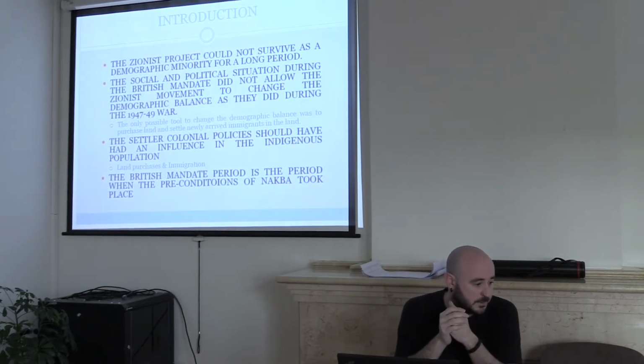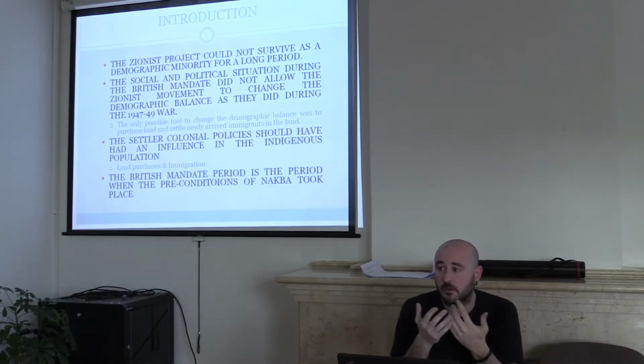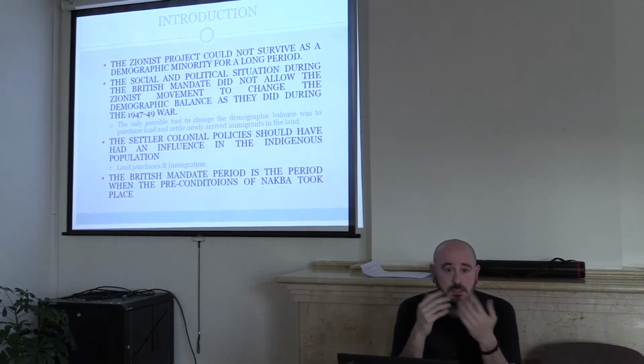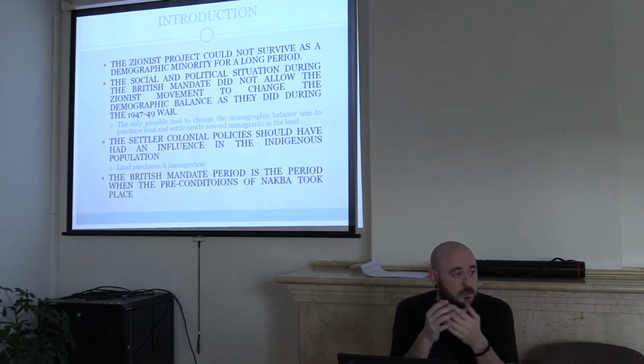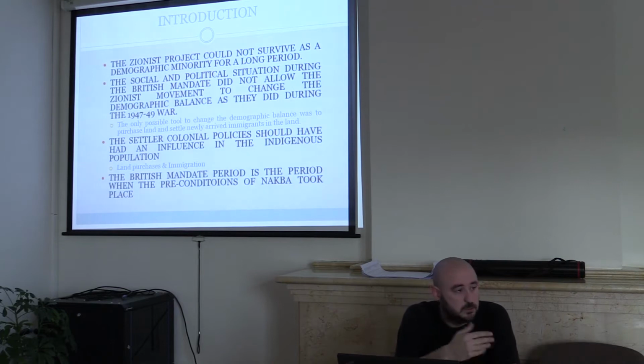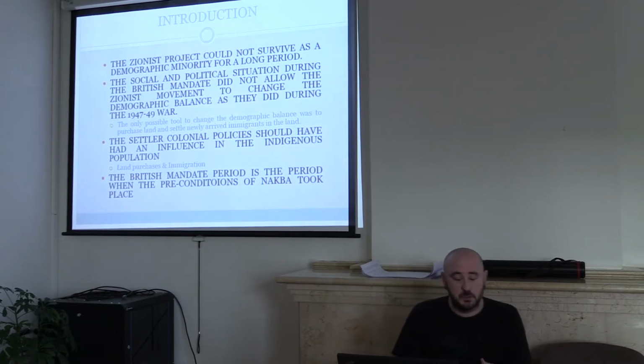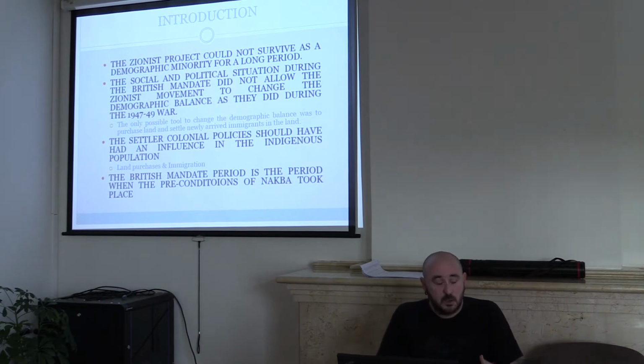We could take the example of the South African case study. Among other reasons, the demographic balance of being a settled minority toward a large indigenous population is one of the main things that did not allow the project to keep on going, among other things like social movements and the apartheid boycott. So the social and political situation during the British mandate did not allow the Zionist project to make large numbers of displacement or transfer of population.